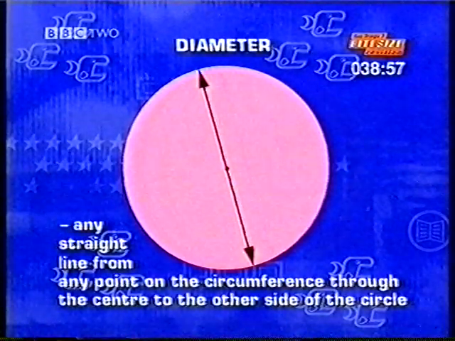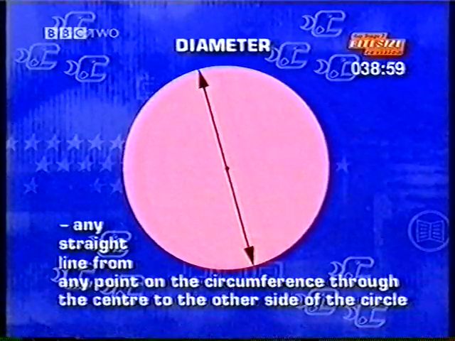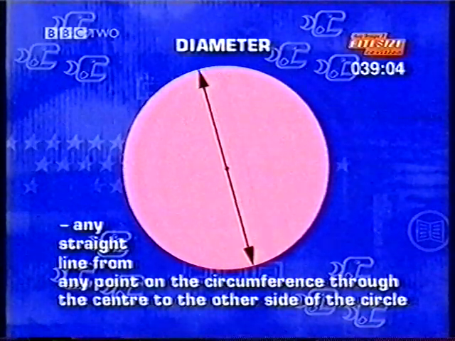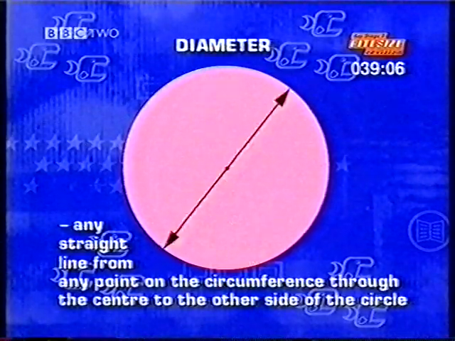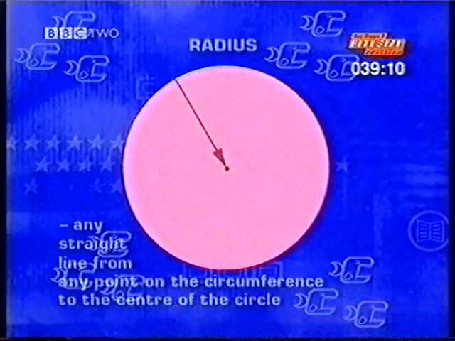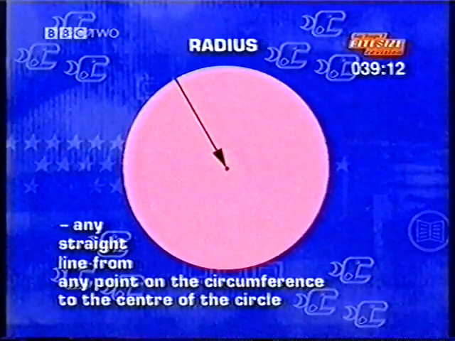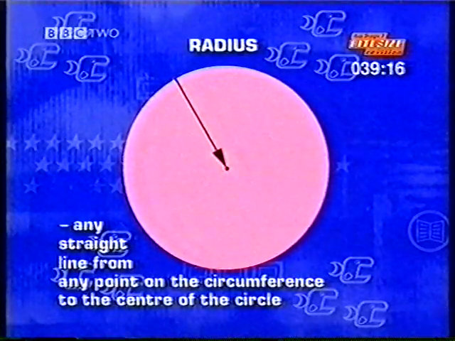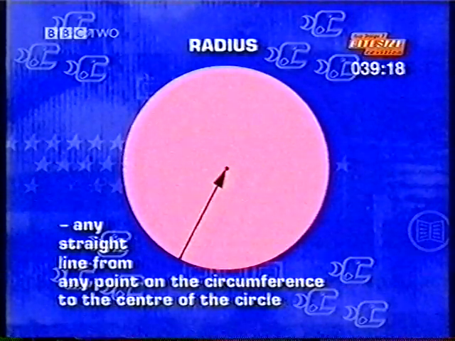So as the diameter is any straight line from any point on the circle through the center to any other point on the circle, we might measure across here, or across here, or here. The radius is any straight line from any point on the circle to the centre of the circle, and we might measure it here, here, or perhaps here.